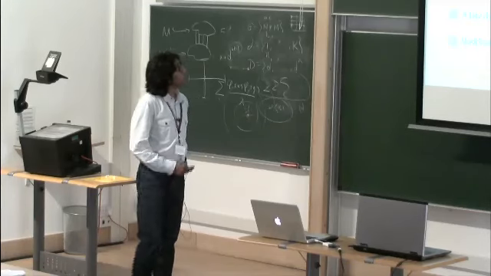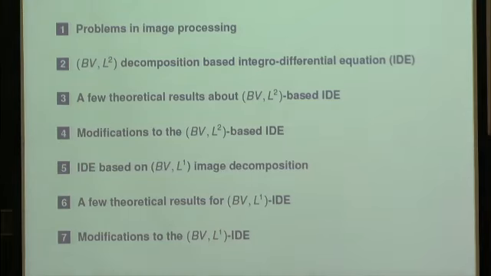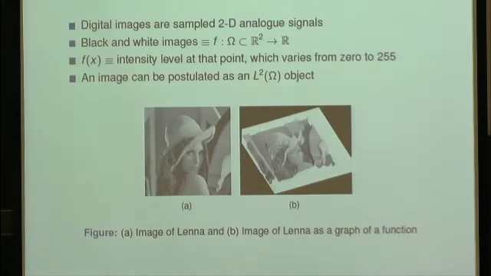So BV-L1 based and BV-L2 based integro-differential equations, and a few theoretical results and modifications to these models. Okay. So just a quick thing here about images. So digital images would be basically treated here as two-dimensional analog signals, and today we will talk about only black and white images, which is basically a function from R2 to R.